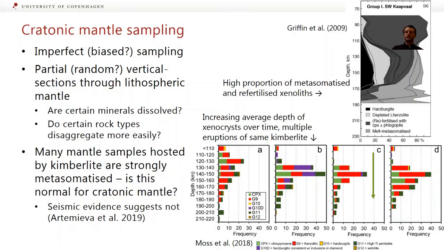Below, I've got a plot from Moss et al. 2018, and this is just showing the depths. So again, these are calculated from thermobarometry of clinopyroxene and garnet xenocrysts over time, and these are multiple eruptions that came up in the same Kimberlite pipe. So you can see on the left, in the earliest episode of Kimberlite eruption, most of the xenocrysts were being sampled from a depth of about 120 to maybe 150 kilometers. But over time, this seemed to move deeper. So again, we don't get to pick and choose. We're just getting these random samples of Cratonic lithosphere, and they may not be representative.